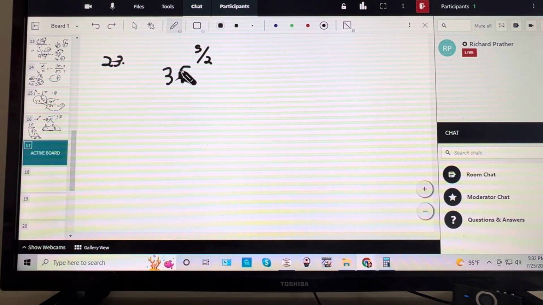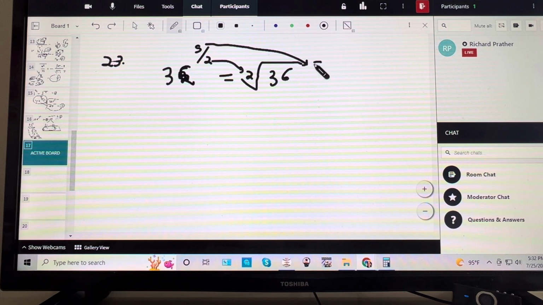36 to the 5/2. Any fractional exponent, it's good to make it a radical. Radicals are usually easier to deal with than fractional exponents. So the 36 is inside the radical. The root is the denominator, which we normally leave blank, but I can put a 2 there. The 5 is the exponent.